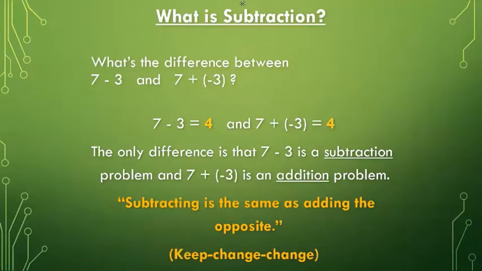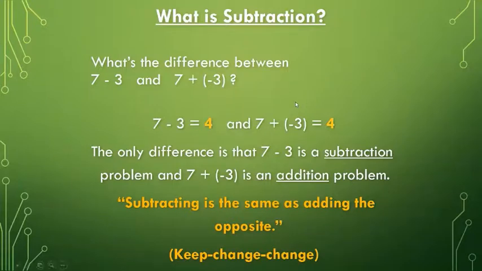To learn the subtraction rule, our first rule will be keep, change. That means for 7 minus 3, we keep 7, then change the sign to positive, and then change 3 to minus 3. When we do that, we get 7 plus minus 3, and then we get 4 as our answer.